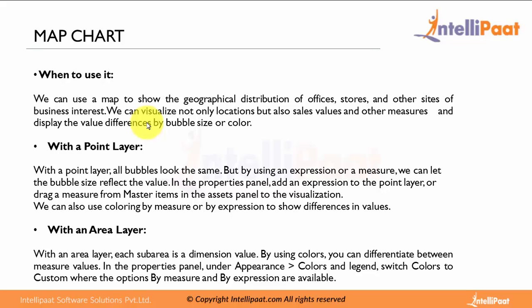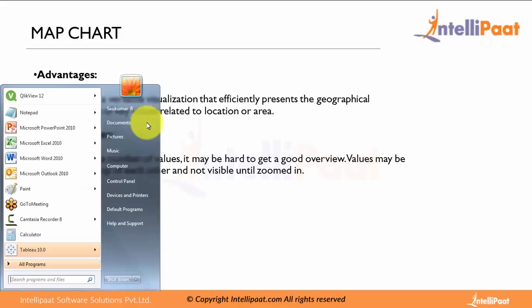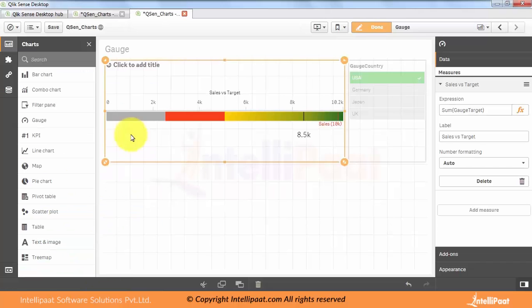We can also use coloring by measure or by expression to show difference in the values. Those formulas you can apply in measures or by expressions. And also the second one we have is with an area layer. With an area layer, each sub-area is a dimension value. By using colors, you can differentiate between measure values. In the properties panel, under appearance, colors and legend, switch colors to custom where options by measure and by expression are available. Before going to the advantages, we'll see how to create the map chart.